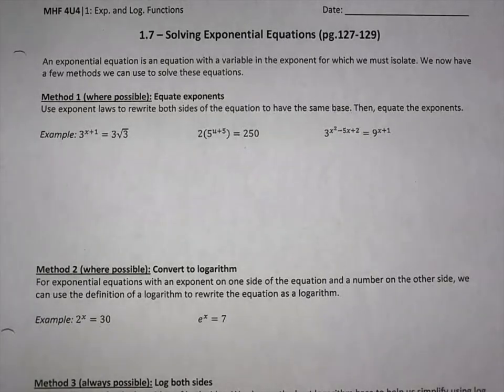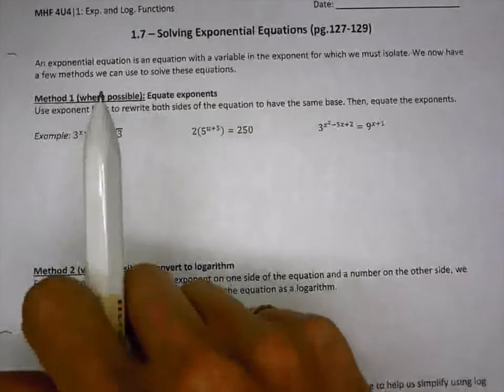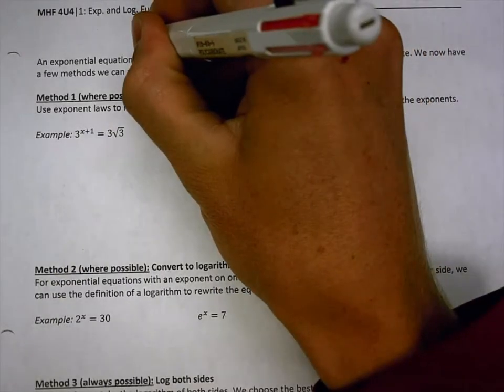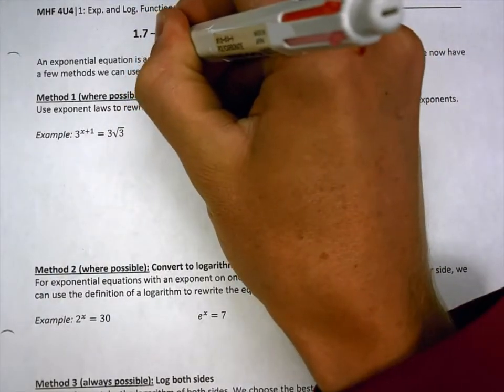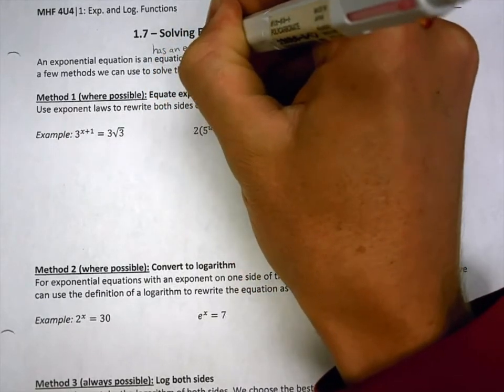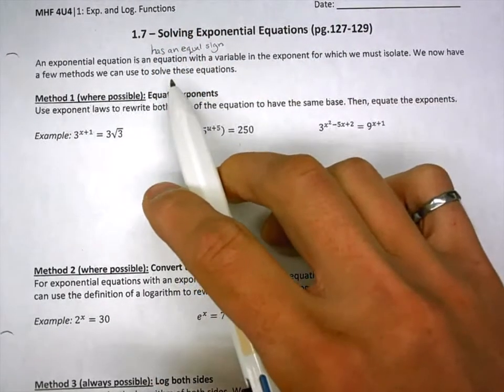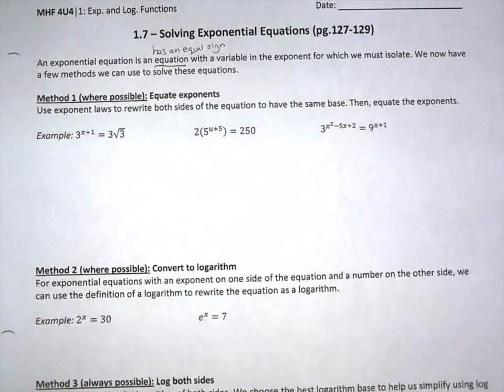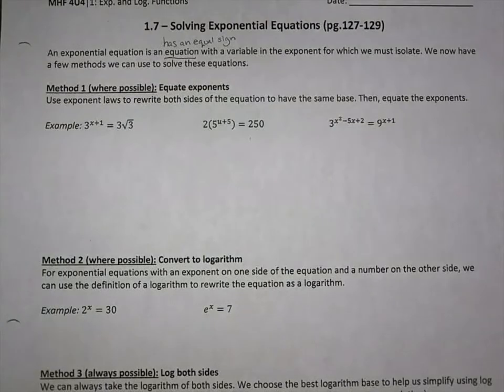Hello, it's Mr. Kaladi here, and now we are finally ready to solve some exponential equations. So we've kind of hinted at this, we've done some questions before, now we're going to learn all the different techniques. Reminder, an exponential equation has an equal sign. That's what makes it an equation. All the other functions we've ever learned, we know how to graph them, transform them, and solve equations involving them. So now we're going to learn how to do that with exponential equations.